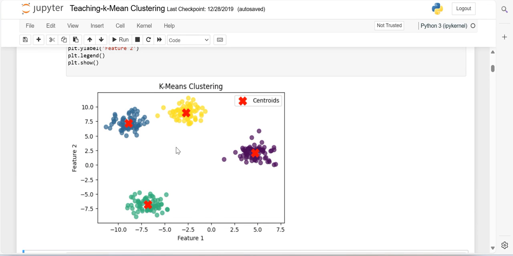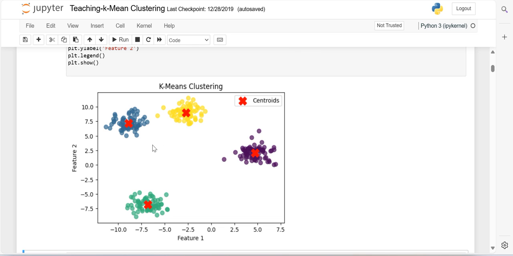Like here you can see I have data and I used k-means clustering. Now I have divided all the data into four subsets. So here is one cluster, second cluster, third cluster and fourth cluster. And each cluster has a similar type of information.